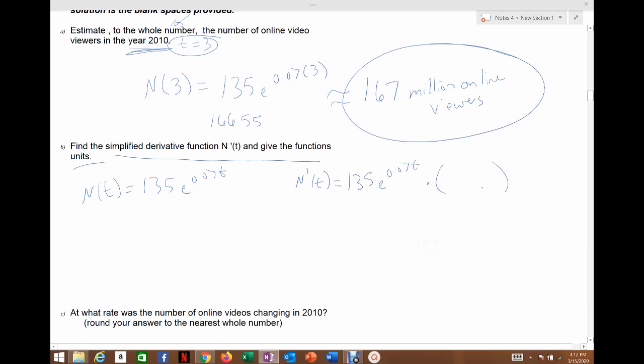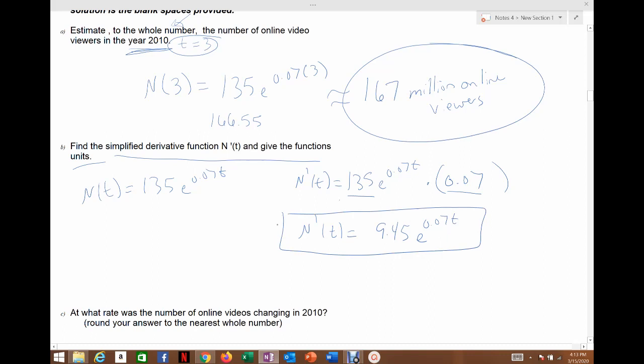That's the chain rule, derivative of the outside times the derivative of the inside, and so you've got to remember the times 0.07. Then simplifying, the only thing you can simplify is you can take the 0.07 times the 135, and when you do, that comes out to 9.45 times the term. All right, and there is my derivative, and then the units.